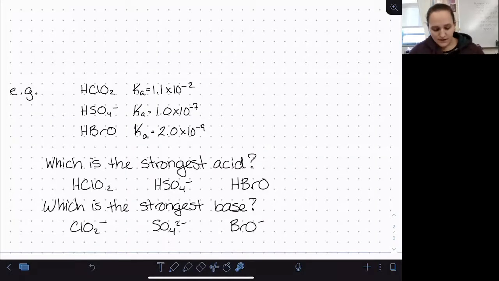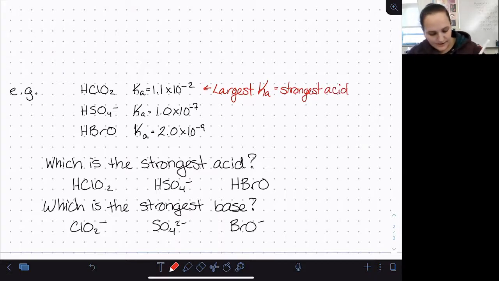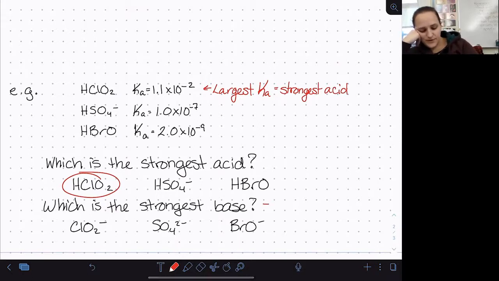So what we should see here is that this first acid, HClO2, has the largest value for Ka, which means it is the strongest acid. So the strongest acid of the ones listed is HClO2, since it has the largest Ka. That is really straightforward. Which is the strongest base? We have to think one step further.